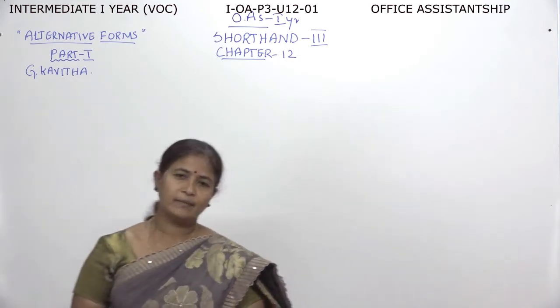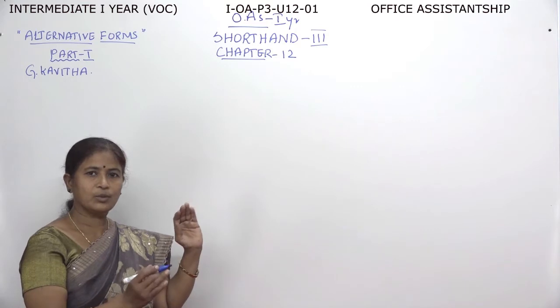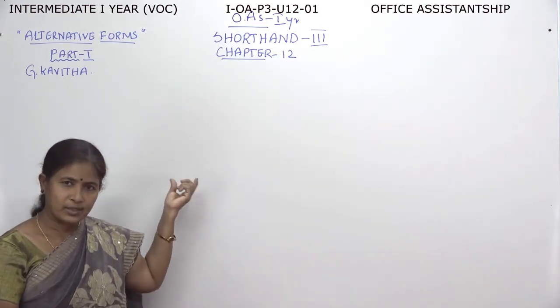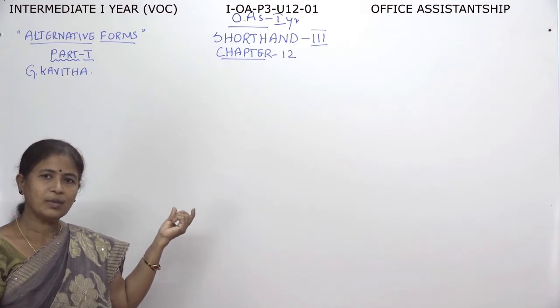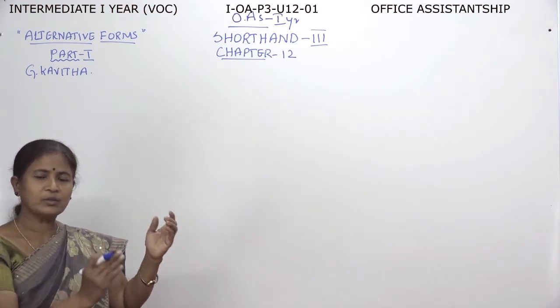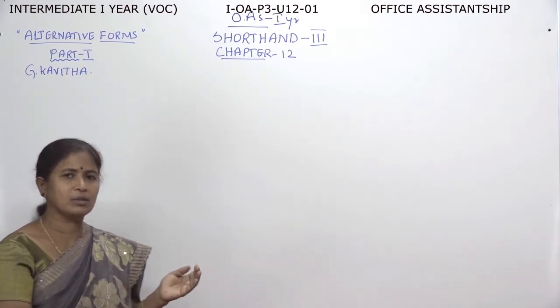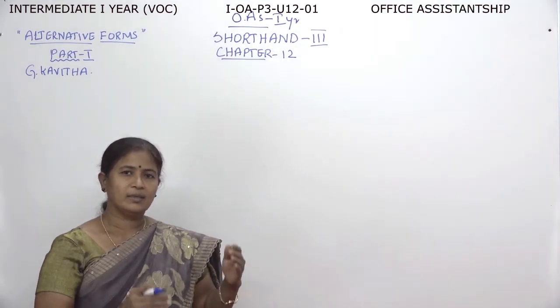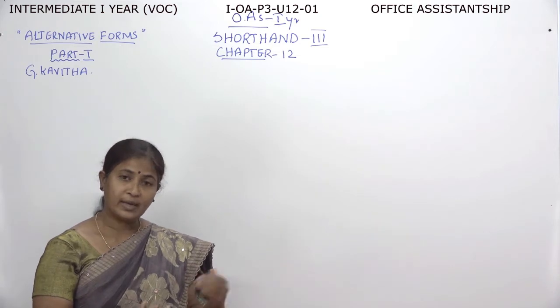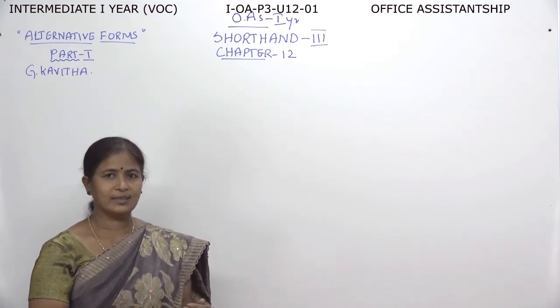Now we have initial hooks for both straight strokes and curved strokes. What are initial hooks? R hook and L hook, they join to the consonants and form double consonants. Okay, R hook and L hook are called initial hooks. How do we add them to straight strokes and to curved strokes?